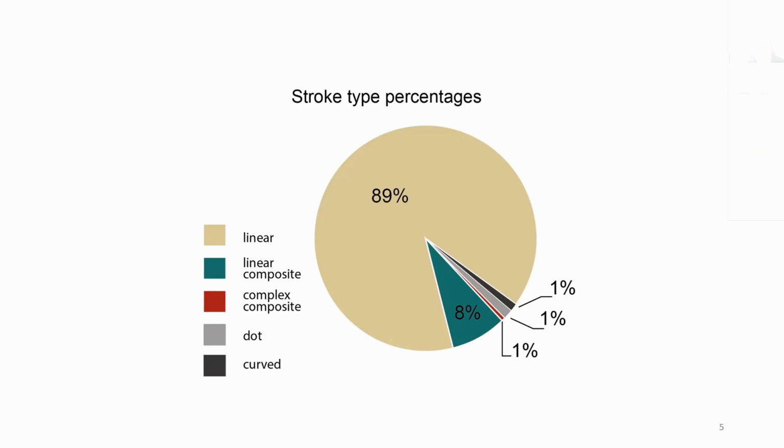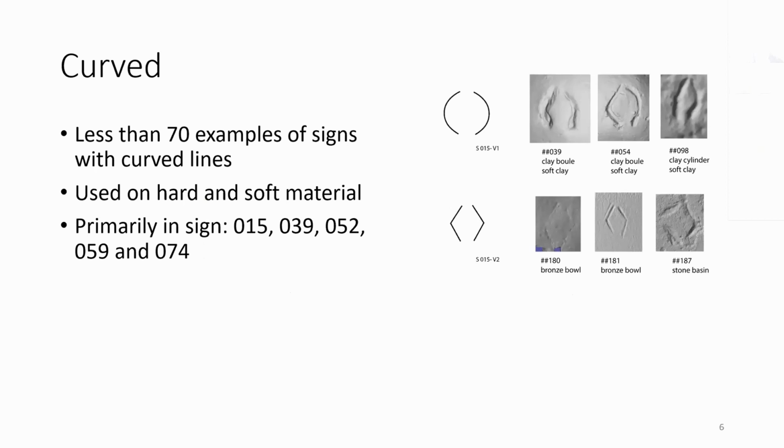I won't talk anymore about the linear strokes, just because they can be executed on any material and on any object type, and you can find them anywhere, and they don't provide any further information. And that's why I will focus on the other ones. And we're going to look first at the curved strokes. And we have about 70 examples of signs where we have a curved line. And interestingly, we can find that both in hard and in soft material, even though there's, of course, a preference for soft material, just because it's easier to do. But there's also an example in stone, for example.